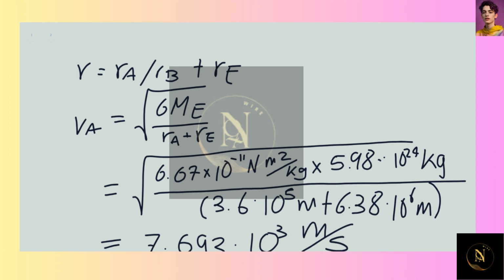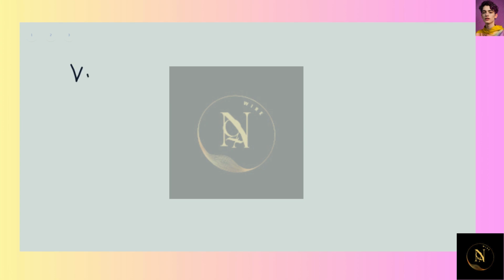Now to look at satellite B. I think the units for the gravitational constant should have kilograms squared down here, not just kilograms. All right, on to satellite B.